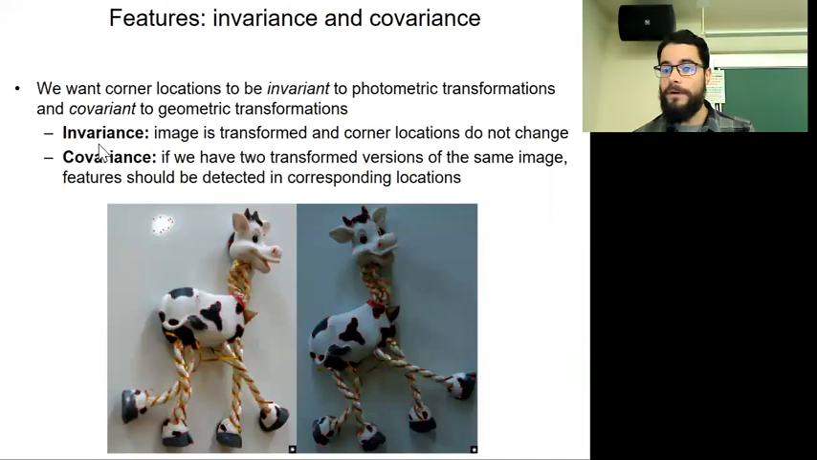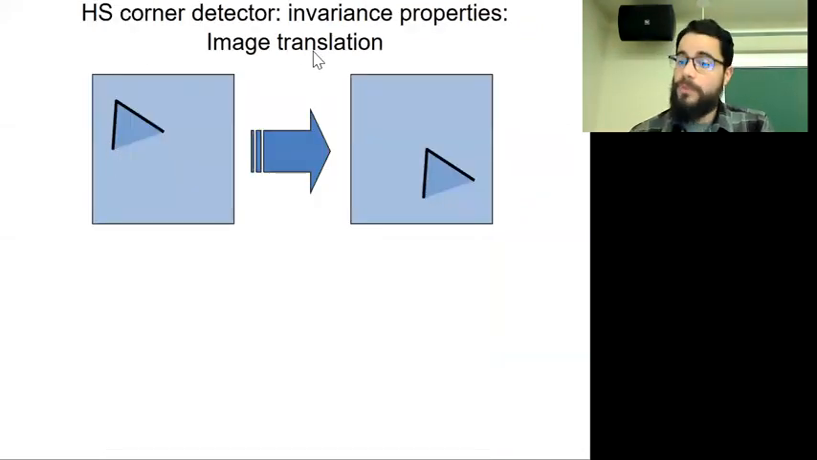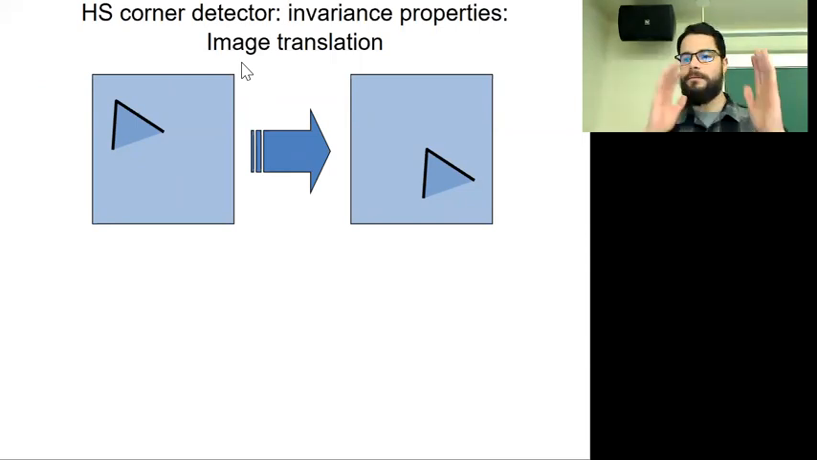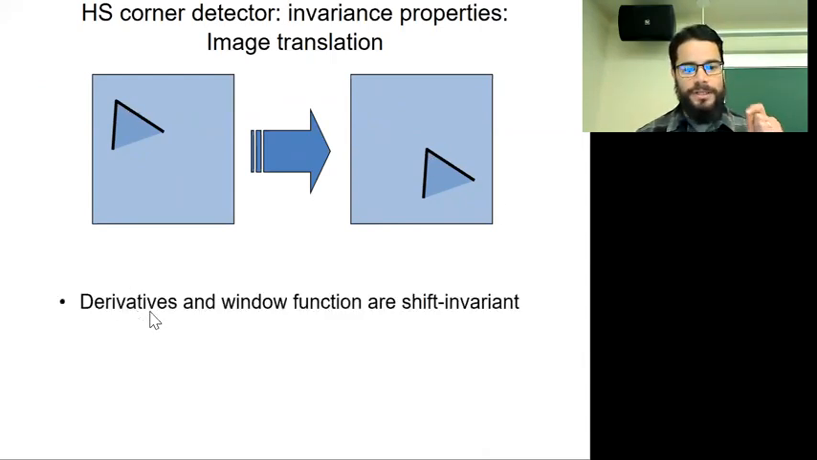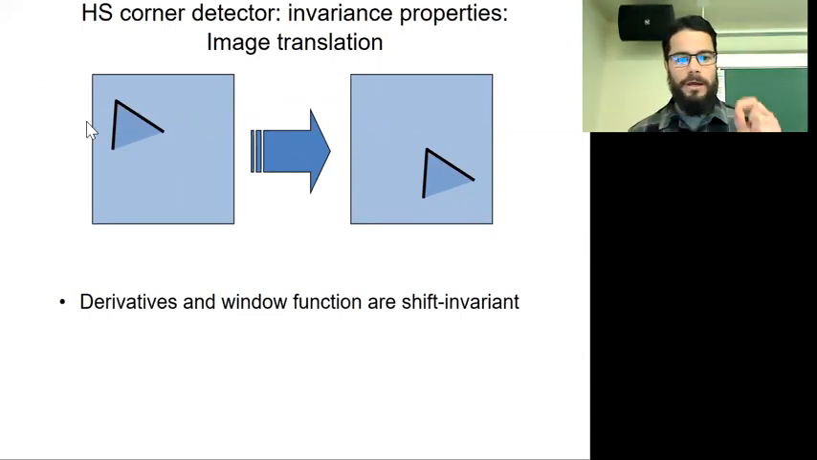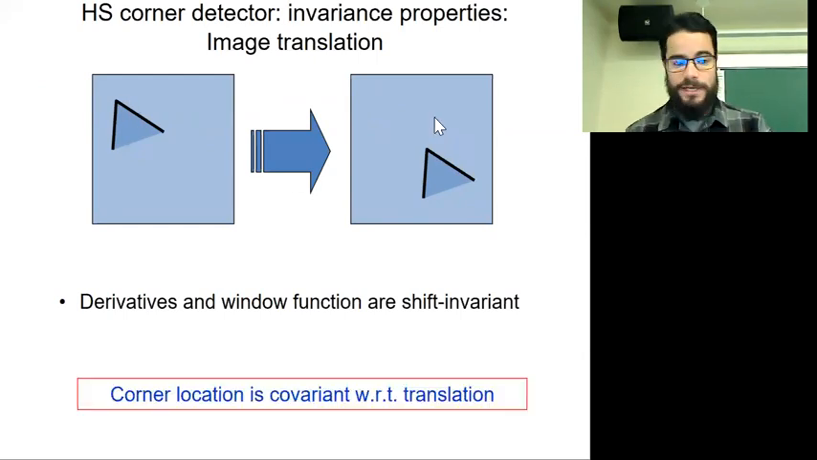So invariance and covariance. Let's look at image translation. So we are just moving the image a little bit. Well, the corner here is going to be found, the exact same corner is going to be found here, but in its particular new position. So in the equivalent position that we are expecting this same corner to be found in the output image, okay? So the derivatives and window function are shift invariant. The same corners are going to be found, but in the equivalent position after the translation. So we say that corner location is covariant, not invariant. We don't want it to be invariant. In this case, we want it to be covariant with respect to translation.